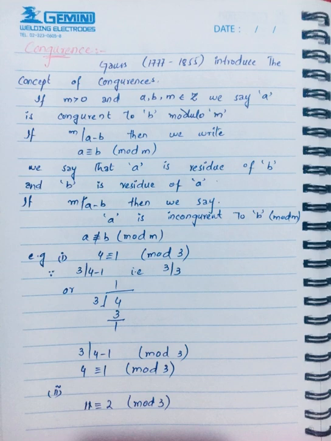The basic definition of congruence is: if m is greater than 0 and a, b and m belong to the integers, we say that a is congruent to b modulo m if m divides a minus b. Then we can write a is congruent to b mod m. That means if we have two integers a and b and m is some other integer, and m divides a minus b, then I can say that a is congruent to b in modulo m.